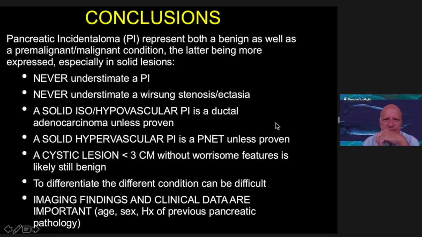So, in conclusion, a pancreatic incidentaloma can represent both a benign as well as a premalignant or malignant condition. Never underestimate a pancreatic incidentaloma. Never underestimate ductal stenosis with ectasia. A solid hypovascular pancreatic incidentaloma is a ductal adenocarcinoma unless proven otherwise. A solid hypervascular one is a NET unless proven otherwise. A cystic lesion less than 50 millimeters without further features is likely to be benign. Sometimes it can be difficult to make a correct diagnosis. However, clinical data are also important to make a correct diagnosis. And I thank you very much.